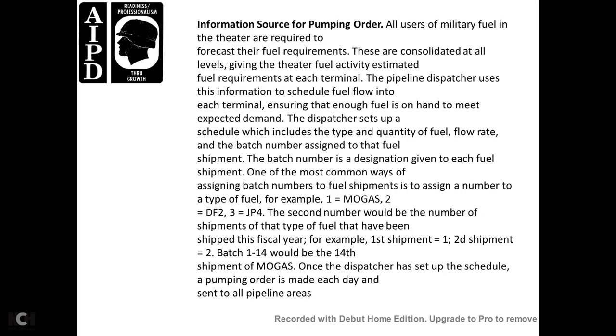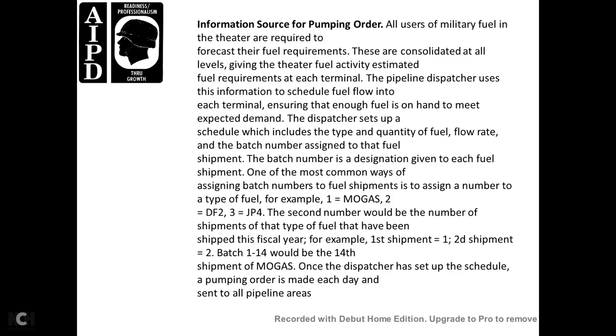Information source of the pumping order. All users of military fuel in the theater are required to forecast their fuel requirements. They are consolidated at all levels, giving the theater fuel activity the estimated fuel requirements at each time. The terminal pipeline dispatcher uses the information to schedule the fuel flow into each terminal, ensuring that enough fuel is in hand to meet the expected demand. The dispatcher sets up a schedule that includes the type and quantity of the fuel, the flow rate, and the batch number assigned to the fuel shipment.